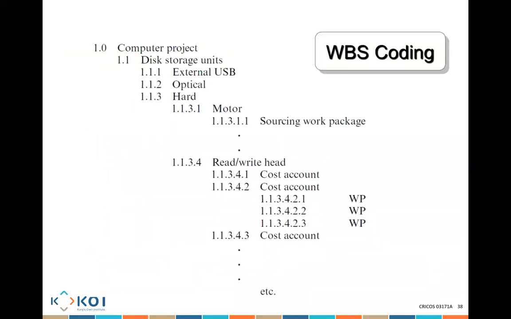My friend, this is really a small example of a work breakdown structure. It's a computer project which requires a disk storage unit. And when I talk about the disk storage unit, it requires an external USB drive, an optical drive, as well as a hard drive. If we're talking about the hard drive, it requires a motor, a read and write head, and anything else. If we talk about the motor, it requires sourcing the work package. If we talk about read and write, there are cost accounts, but there are work packages.